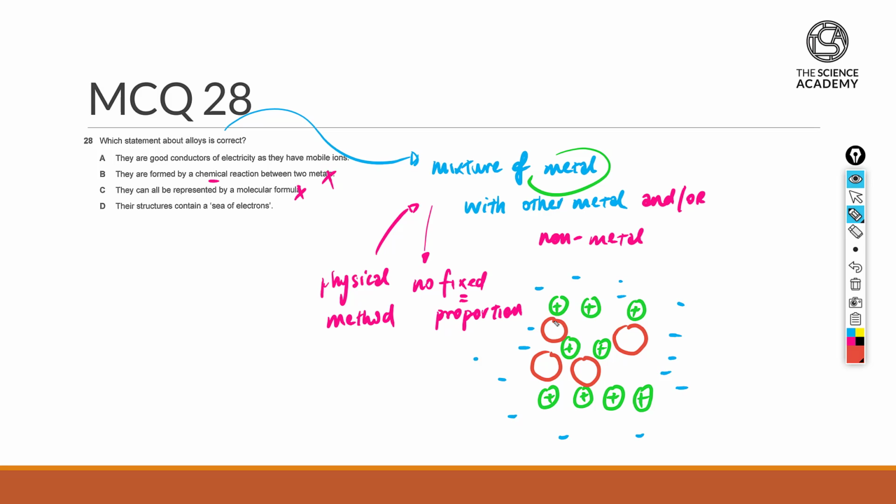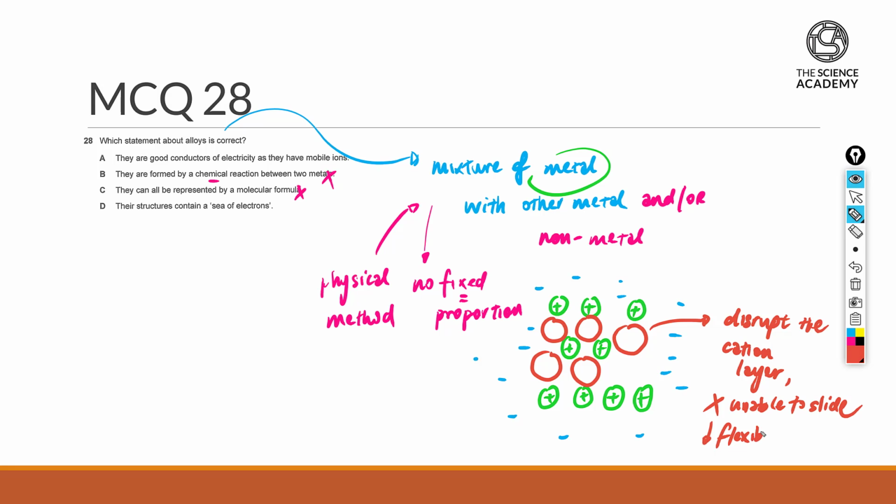Although not being mentioned in the question here, the other elements that are added actually disrupt the cation layers. And the consequence of disrupting the cation layers is that now the cation layers are unable to slide, and it loses its malleability. So it's now becoming less flexible, but in return, it actually increases in its rigidity. So by altering the amount of the metals or the non-metals that's placed into the metal structure itself, we can actually affect the malleability of the metal.